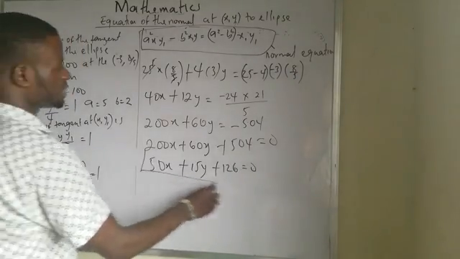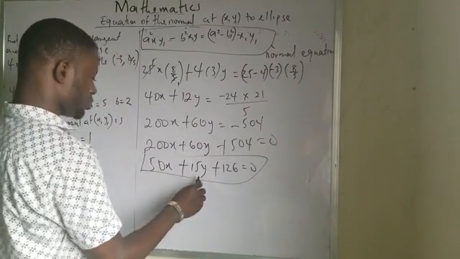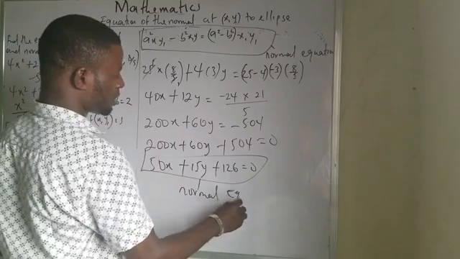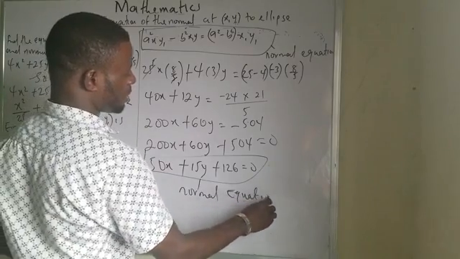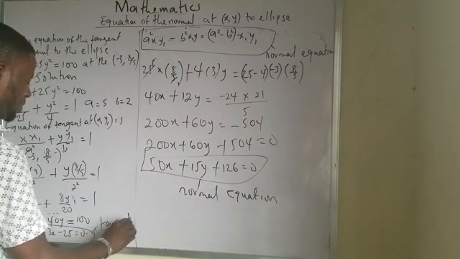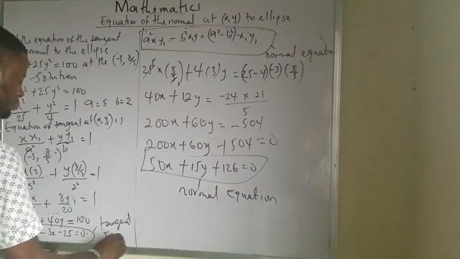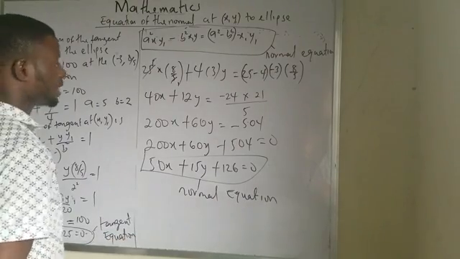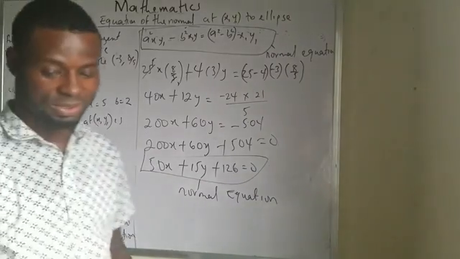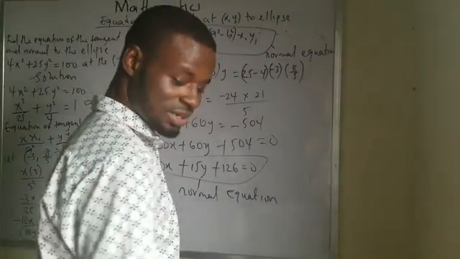By so doing, this is the equation of normal, and this is the tangent equation. That is all about that. And see how normal and ellipse is being done.